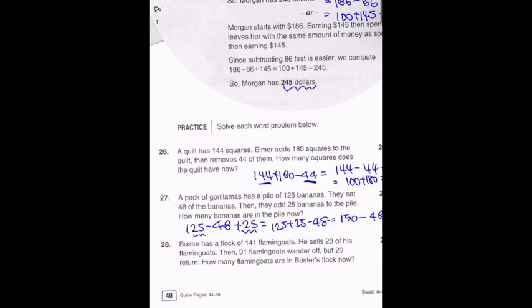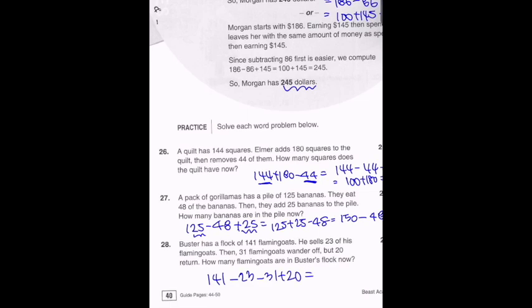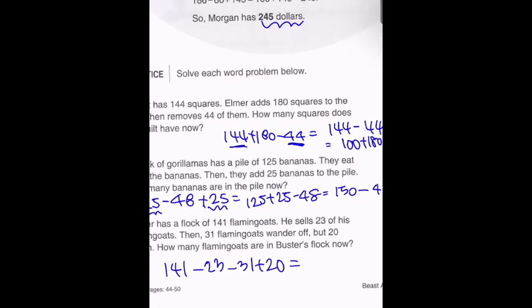And so now we'll go over the answer to problem 28. Buster has a flock of 141 flamingos. Then he sells 23, so we're going to subtract. And then 31 flamingos wander off, so we're going to subtract again. And then 20 return. And so now we're going to try solving this.